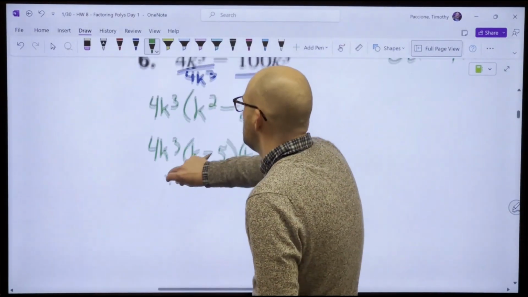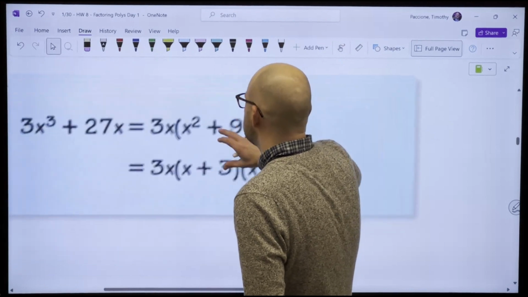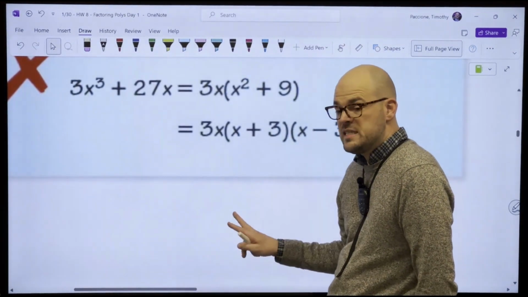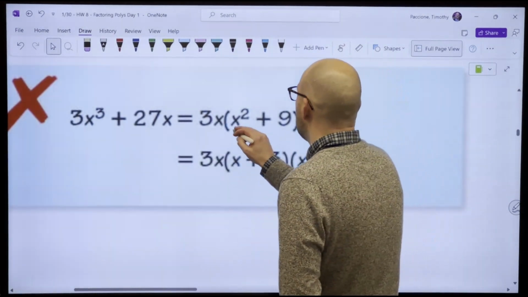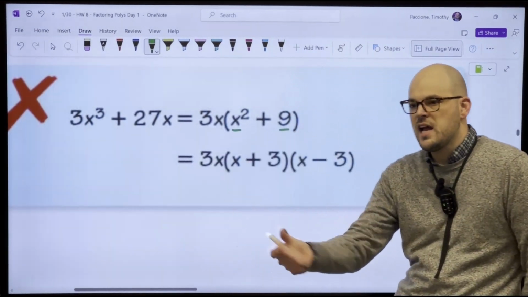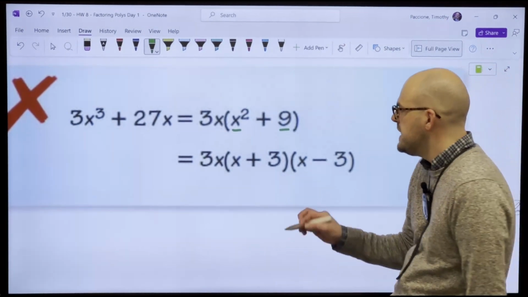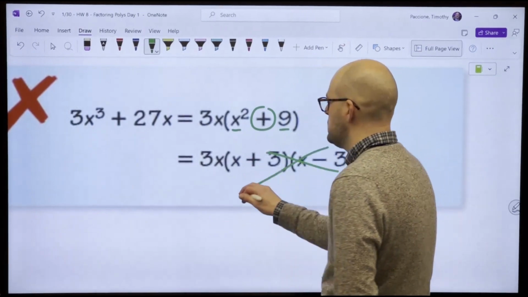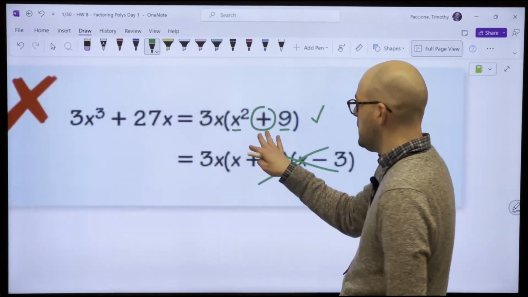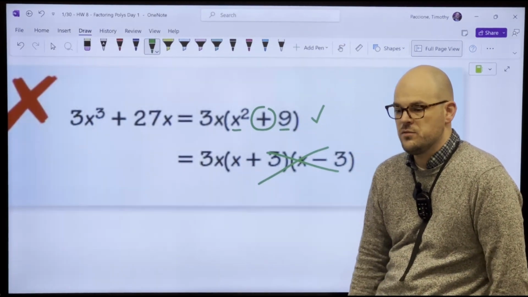The next one was grouping. Actually, before we do, here's an example of what I was talking about. This is a mistake. This person, and this happens a lot, was like, oh, perfect square, I got the difference of perfect squares. What did they miss? It's not a difference, it's a plus, so you can't do this. This is actually fully factored at that point. You can't keep going. So that's the difference there.